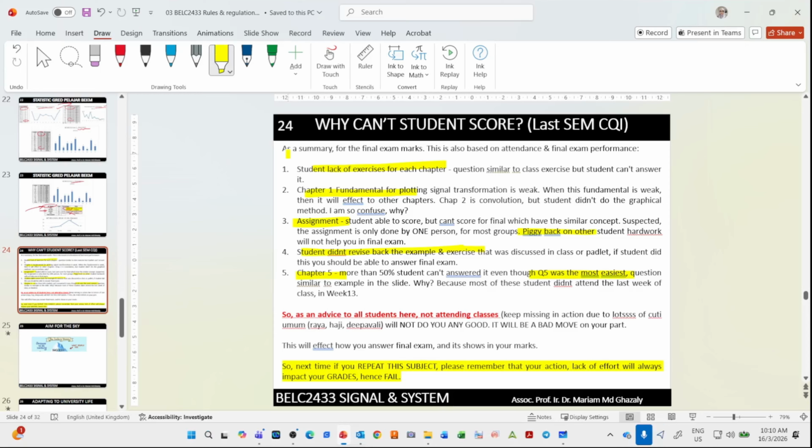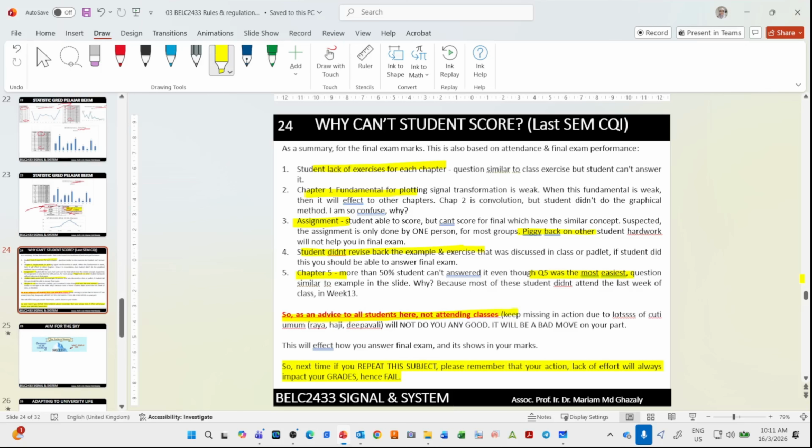So my advice to all students here, before you think of, oh, I don't want to attend this class because it's so boring, lots of calculation. If you keep on missing it due to lots of cuti raya, Raya Haji, Raya Deepavali, Raya whatever, it will not do you any good. It will be a very bad move for you because it will affect your CGPA. When you don't study and miss class, it will affect your final exam.